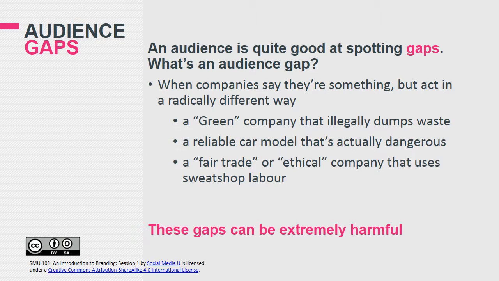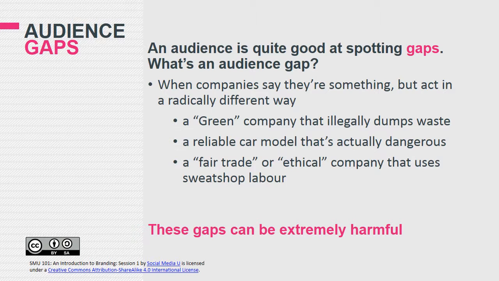An example of this would be the Royal Caribbean Cruise Liner Company, which got caught illegally dumping waste oil and hazardous chemicals in bays and along coastlines. In other words, in environmentally sensitive and in some cases protected areas. Another example would be a reliable car model that's actually dangerous. The Toyota and General Motors scandals are classic examples of this.